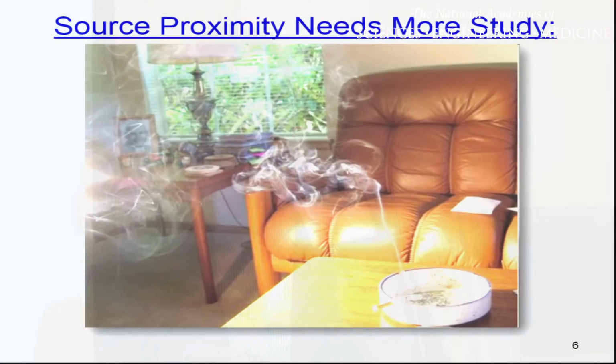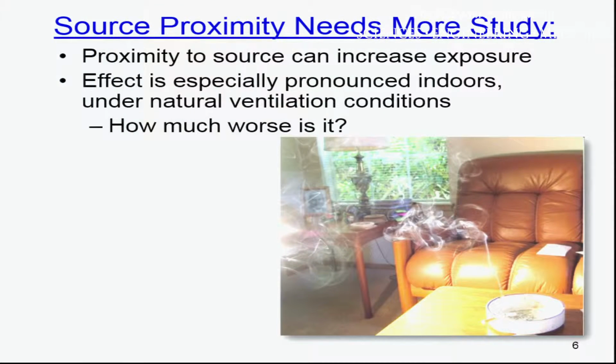Another area I feel that needs more study related to your exposure to combustion emissions indoors is how close you are to the source. And so you can see in this photograph the smoke from a burning cigarette, and it doesn't immediately disperse throughout the room. So if you happen to be in close proximity to an active combustion source, then you're going to be breathing pollutant concentrations that are much higher than what you would predict for a well-mixed average in the room.